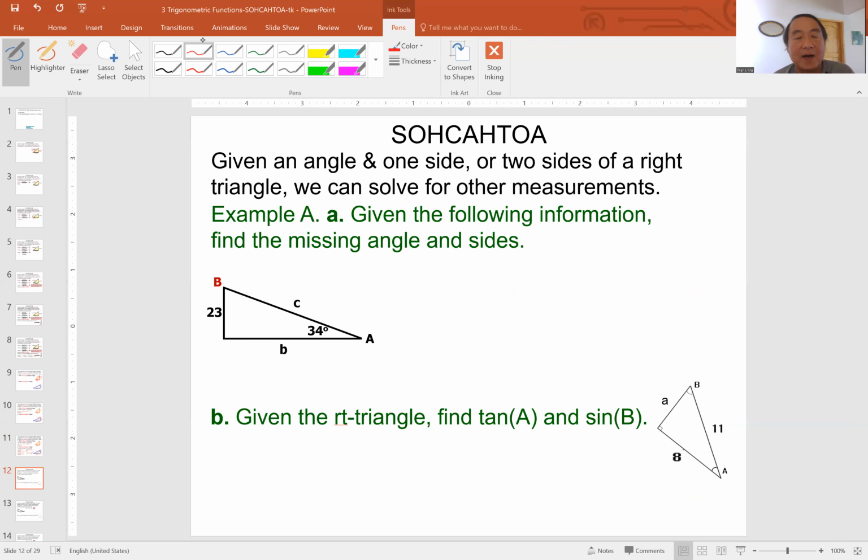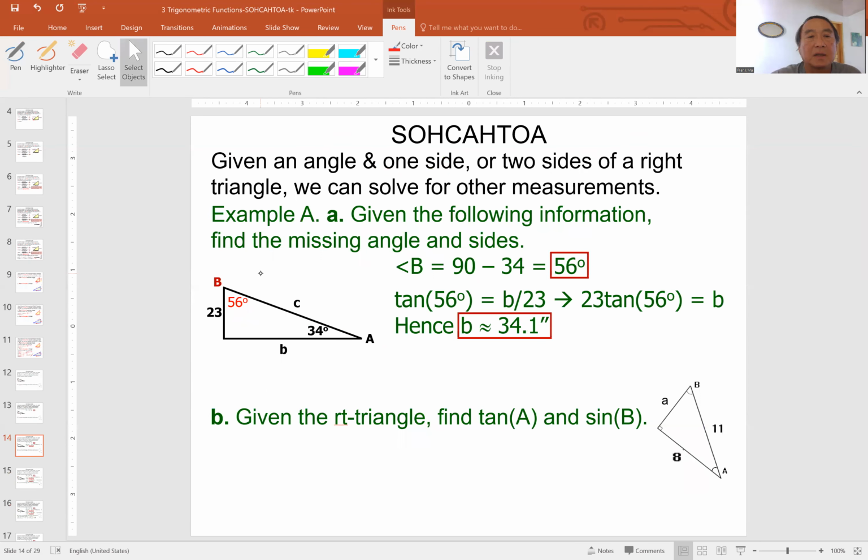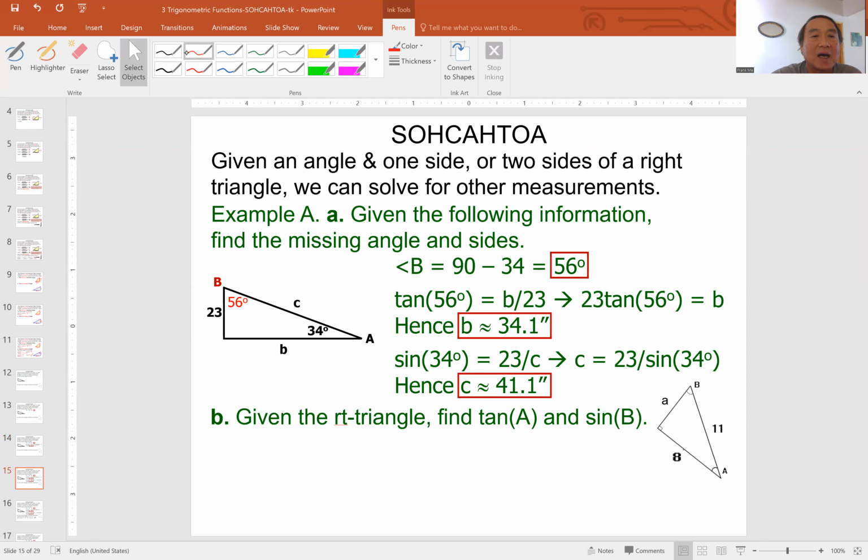For instance, if I have a right triangle like this, how do I fill in all the other measurements? Well, the first thing is that the angle over here is 56 degrees. Then I can use tangent, and say tangent of 56 is b over 23, and then we get b by calculator. Similarly, to find c, I can use the formula sine of 34 is 23 over c. Then solve for c using a calculator.